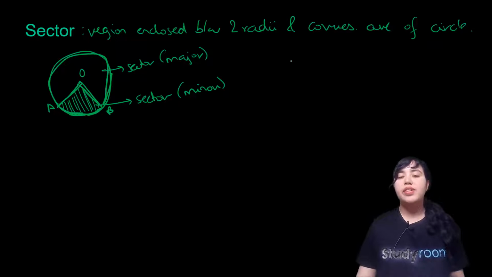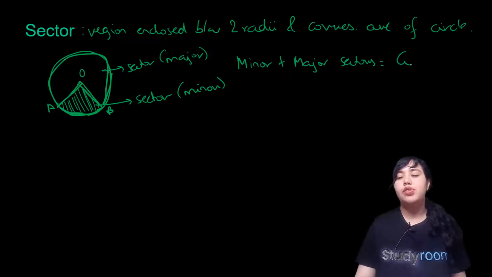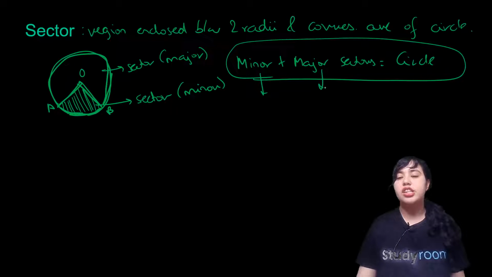So obviously from the figure itself you can make out that the minor plus this major sector would give you your entire circle. So if I know the area of the minor and major sector, if I sum them up, I'll get the area of the circle.